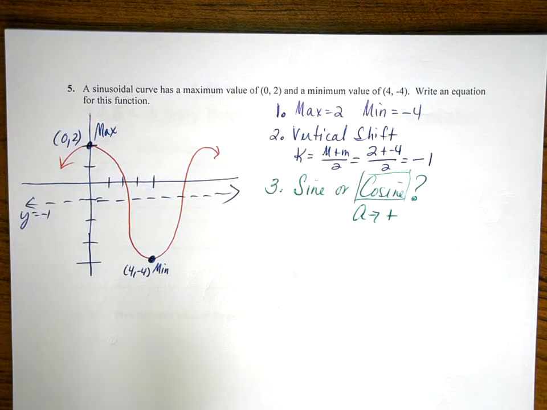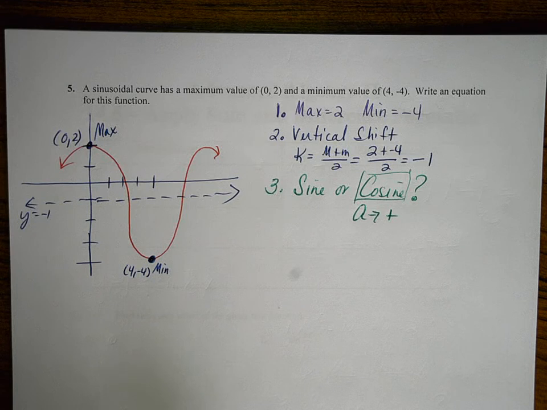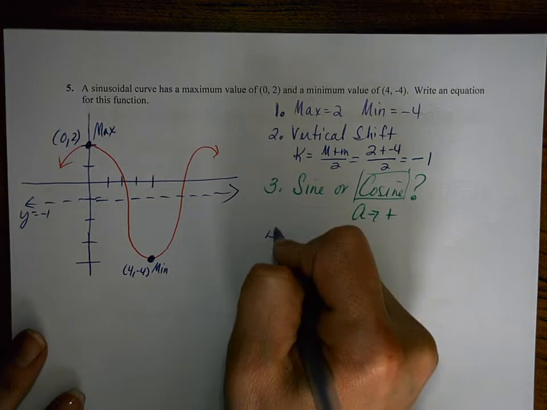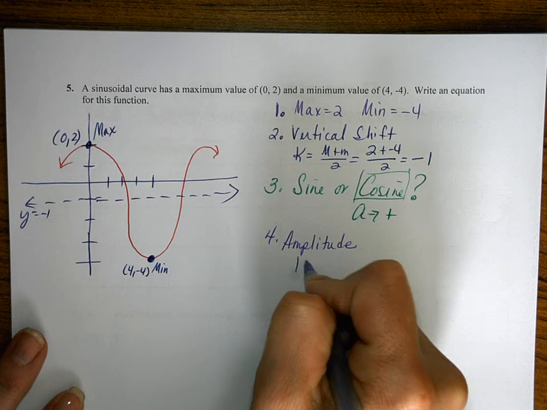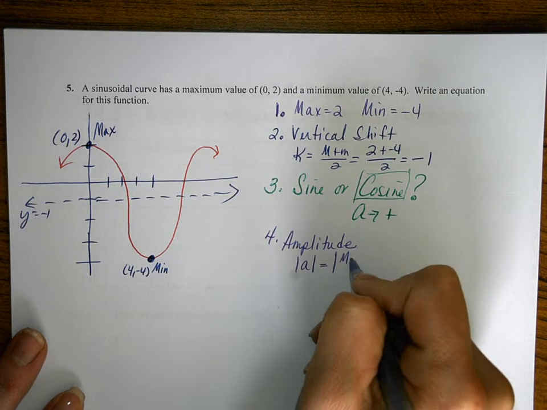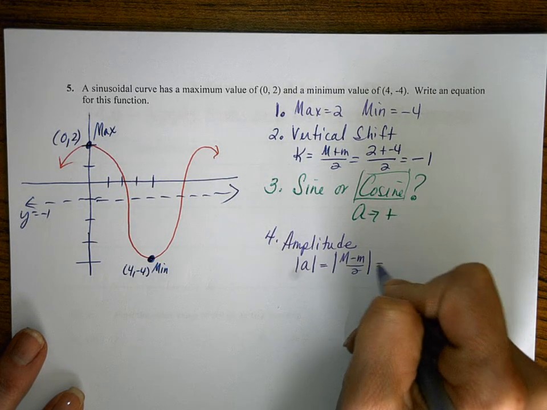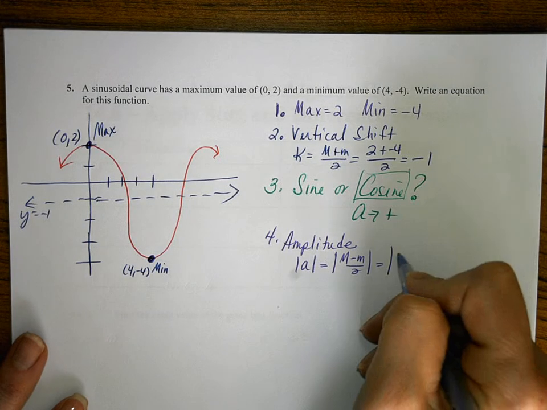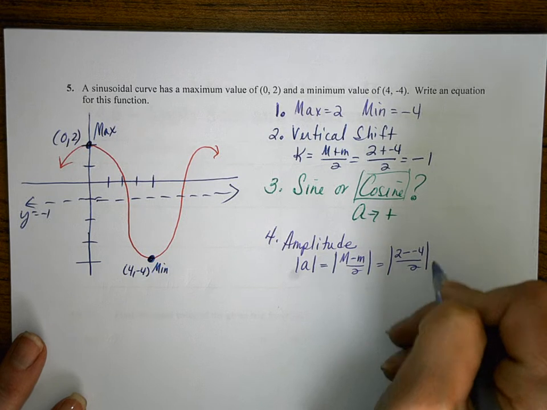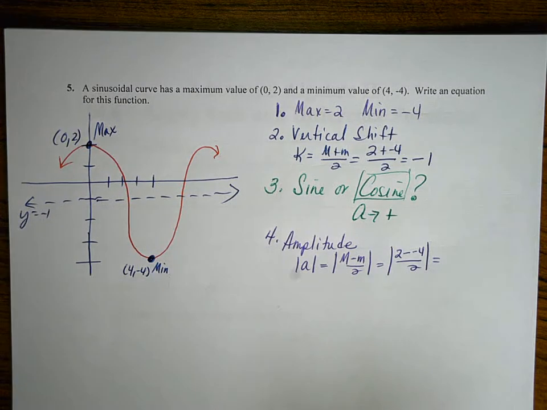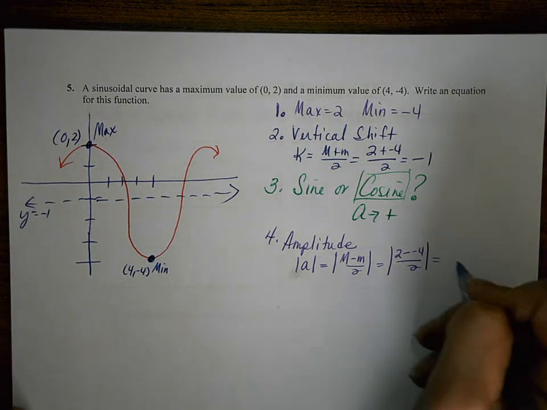And finally, we've got the messy stuff left. My amplitude, the absolute value of A, is equal to the absolute value of my max minus my min, divided by 2. So the absolute value of my maximum of 2 minus my minimum of negative 4, divided by 2. What am I going to get for that A value? 3. Beautiful. 6 divided by 2 is 3. So my A value is 3.